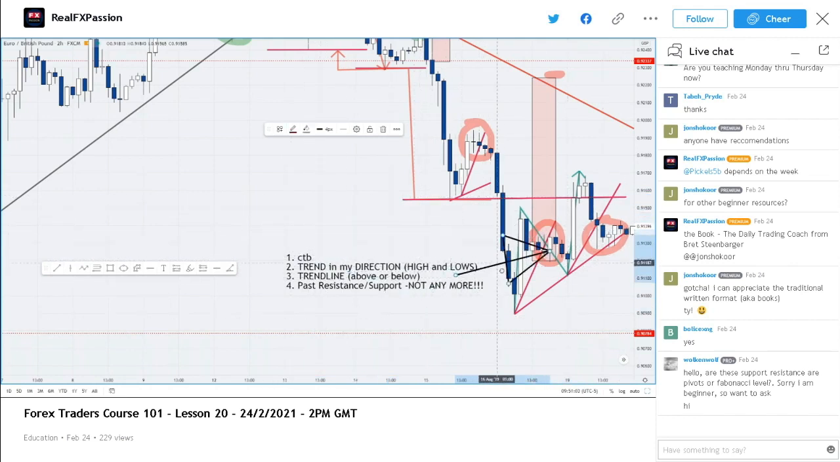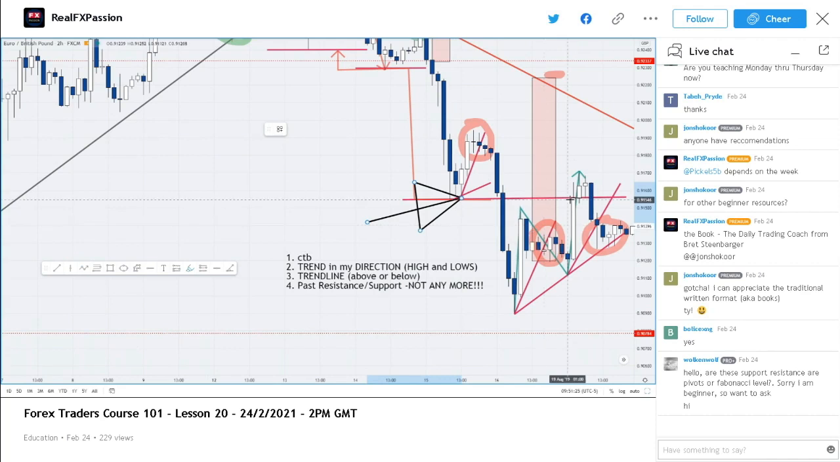So as a beginner trader, everybody, and this is a skill, I have a counter trendline break. Yes, I have. Do I have the trend in my direction? No, I don't have it. Is there a trendline? Yes, we have. And number 4, now the market is past resistance, right? So what is the beginner trader going to do in here?